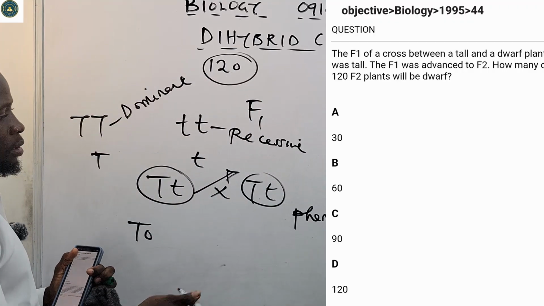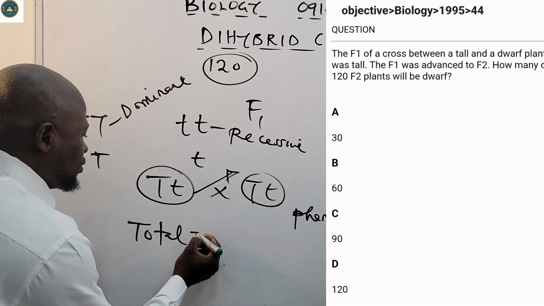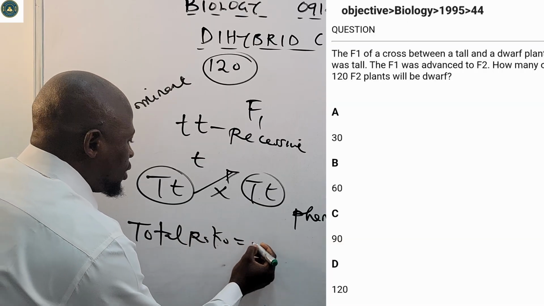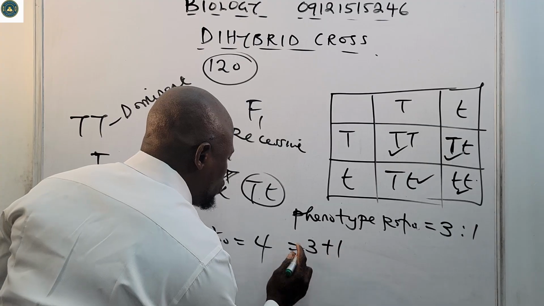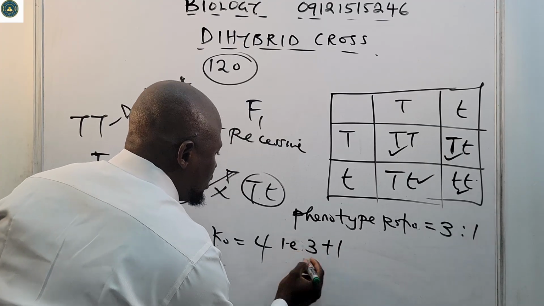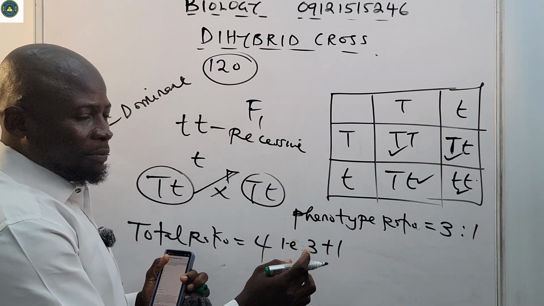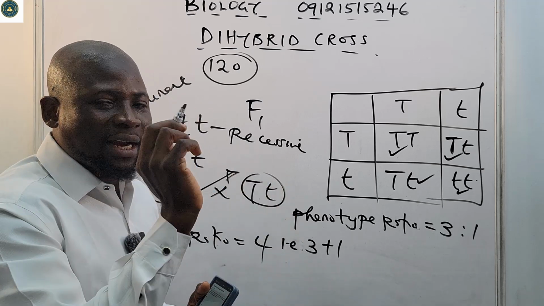So now, the total ratio here. What will it be? 4. How did I get 4? That is 3 plus 1, which is 4. Now, out of this 4, only 1 is dwarf.